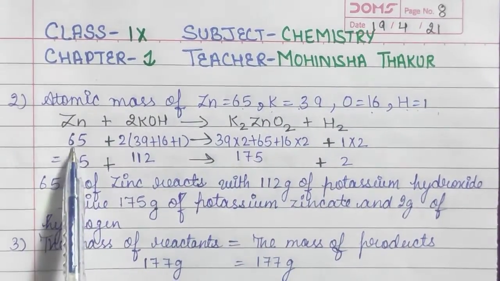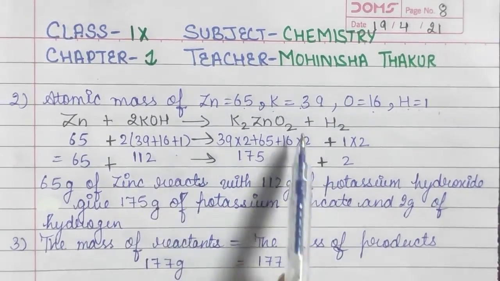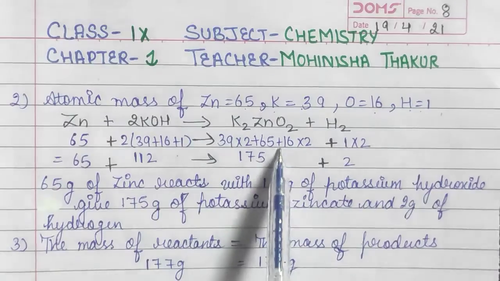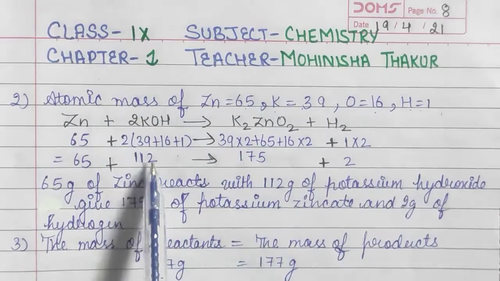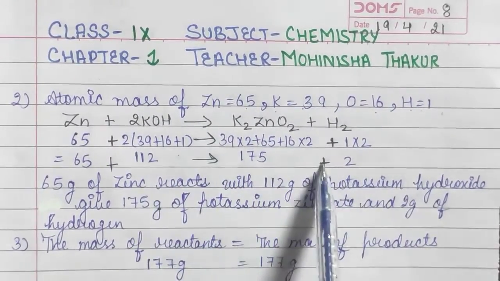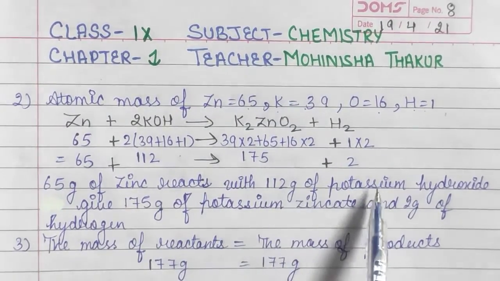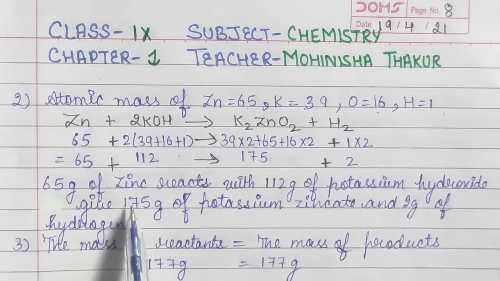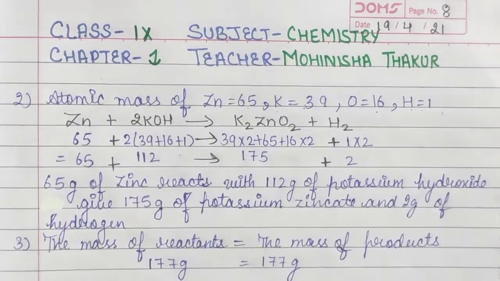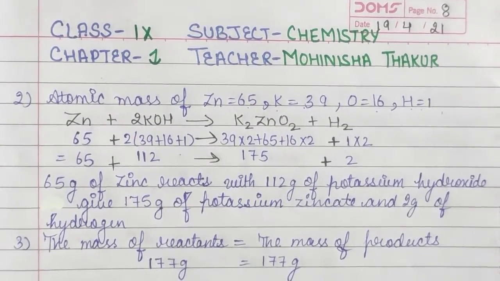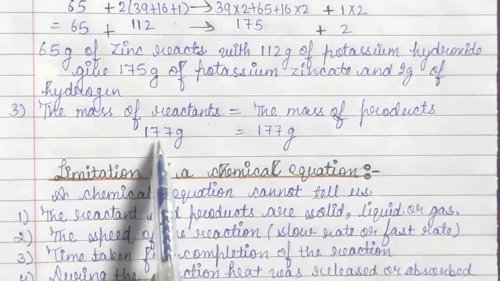So it will become 65 plus 2 bracket start 39 plus 16 plus 1 bracket close. On the right hand side 39 into 2 plus 65 plus 16 into 2 plus 1 into 2. So it will become 65 plus 112. On the right hand side 175 plus 2. So 65 gram of zinc reacts with 112 gram of potassium hydroxide to give 175 gram of potassium zincate and 2 gram of hydrogen. So the mass of reactants is equal to the mass of products, which is 177 gram equals 177 gram.